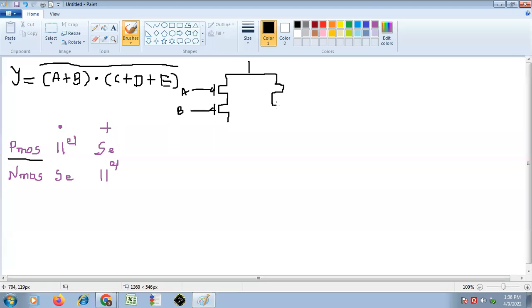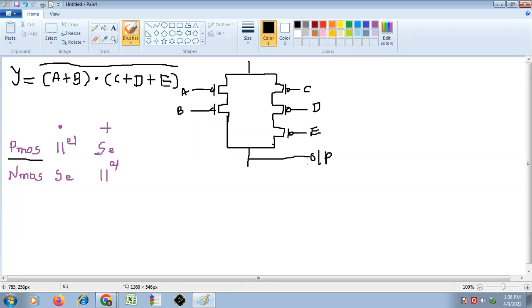This is C, this is D, and this is E. Okay, this is C, this is D, and this is E. Now we have finished with this pull up network part. So here we are taking the output.